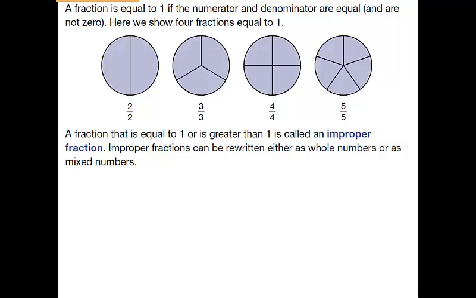Fractions equal to 1 have the numerator and denominator equal and not 0. So here we show 4 fractions equal to 1. Each one of these, all of these, equals 1, even though they're in smaller parts. A fraction that is equal to 1 or is greater than 1 is called an improper fraction. So when it's 5/5, that is equal to 1; if it was 6/5, that would be an improper fraction.